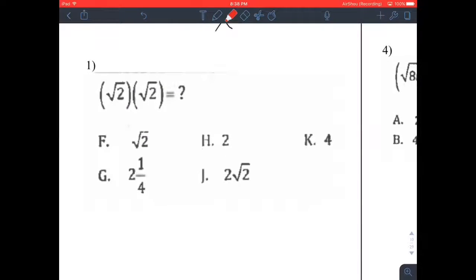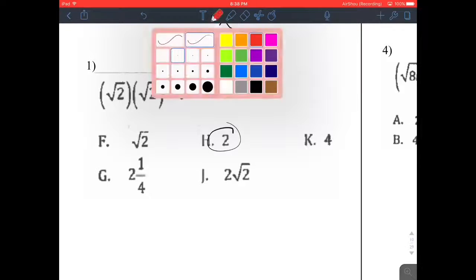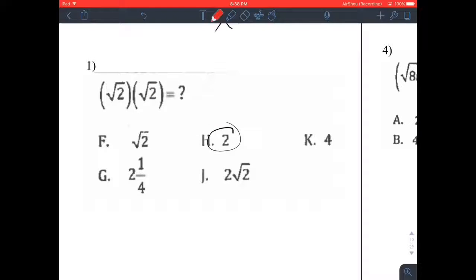Okay, example 1. What's the square root of 2 times the square root of 2? It's 2, for the reason that I just gave above. Another way you could look at it is, you can write this as the square root of 2 times 2, which is the square root of 4. What number times itself is 4? That's the number 2.